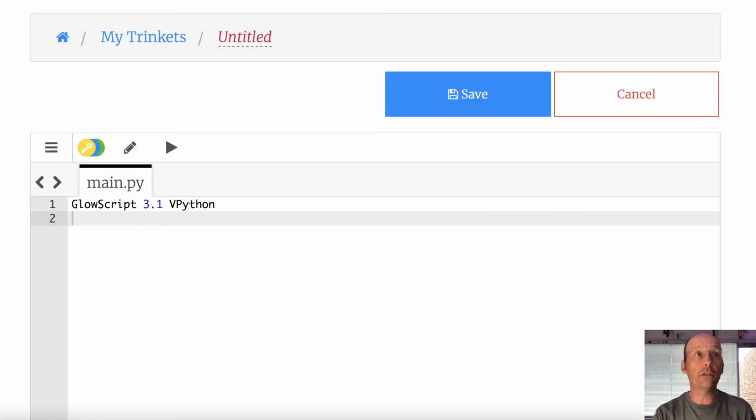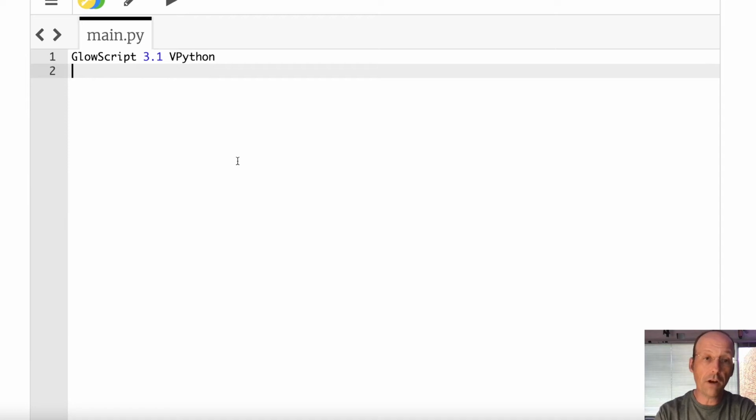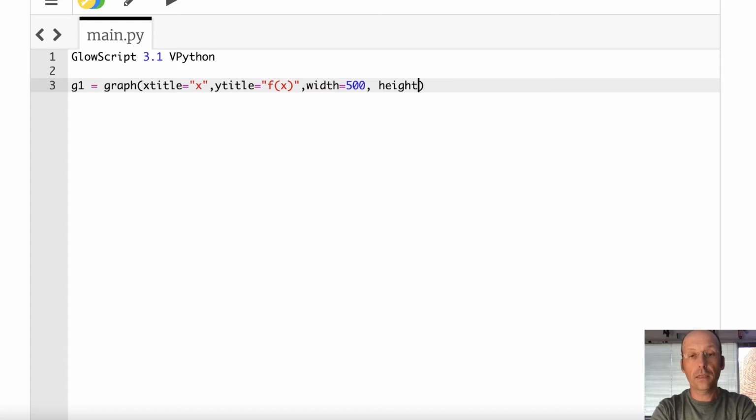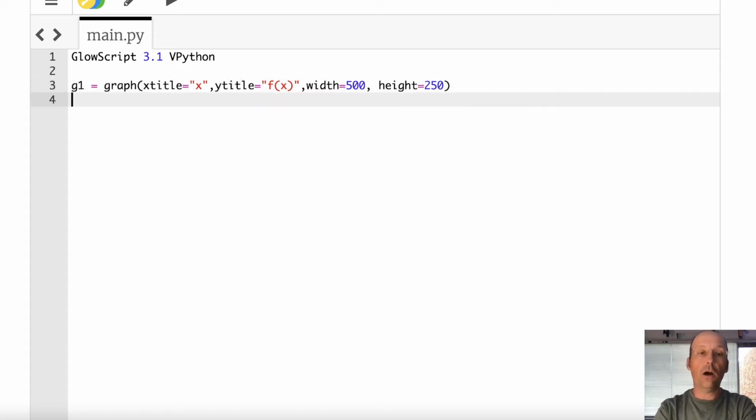Okay, so here I am in GlowScript VPython, and I really just want to make a graph. The first graph I want to make is of e to the x. So to make a graph in GlowScript VPython is actually quite easy. So I'm going to say g1 equals graph. I guess I should give it a title. X title is equal to x. Y title is equal to f of x. And then let's give it a width. Width equals 500. Height equals 250.